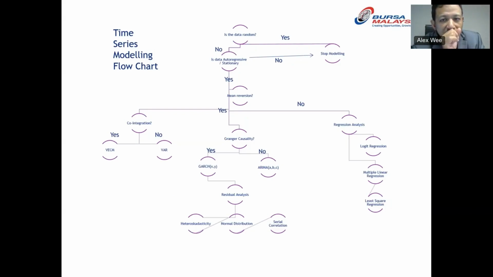Right. So is the data stationary? If yes, then is the data mean reverting? If it's mean reverting, use a certain model. Okay. If the data is not mean reverting, but it's trending, then use a certain model like regression analysis. Okay, under regression analysis, there are certain questions to be asked, whether I should use multiple, least square, or logit. Okay, if the data is mean reverting, then should I be using VAR or VECM? Depends on whether the data is co-integrated. Okay, and does one lead the other? Is there an intermarket connection? If no, then I'll be using ARIMA. If yes, I'll be using GARCH.